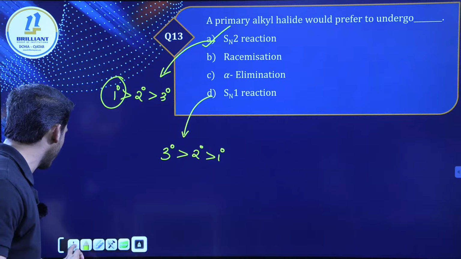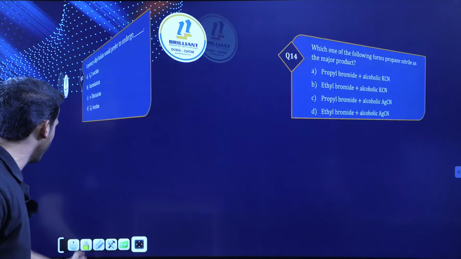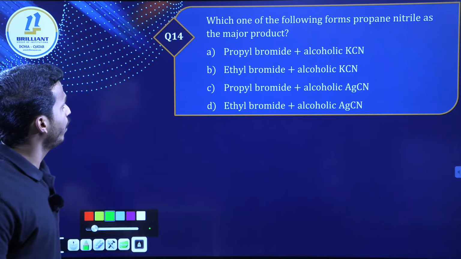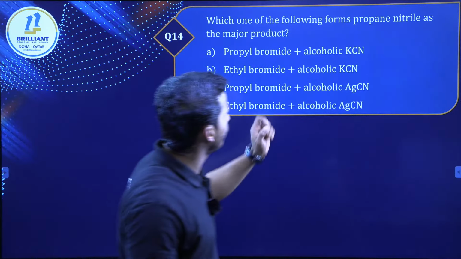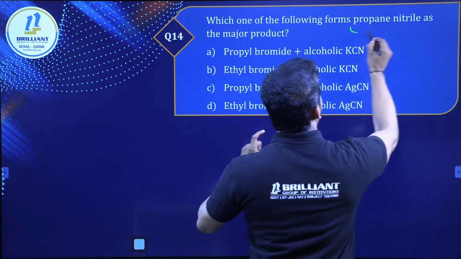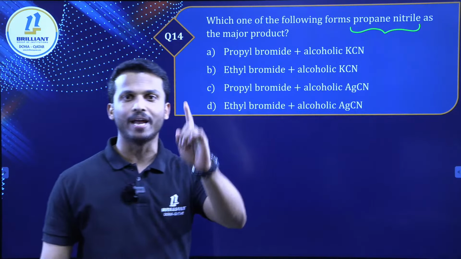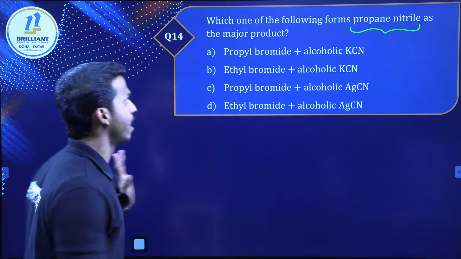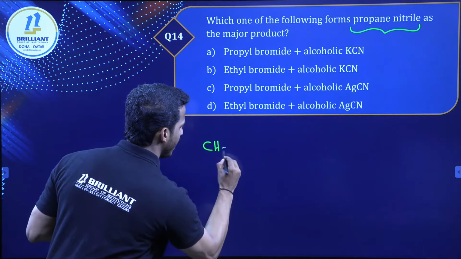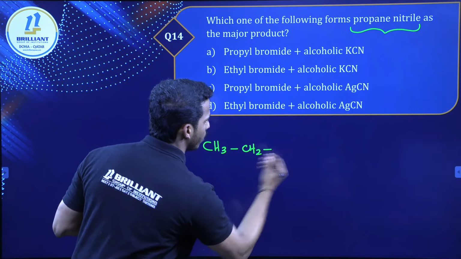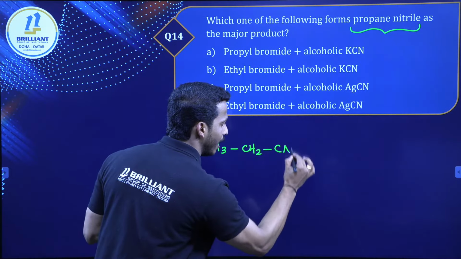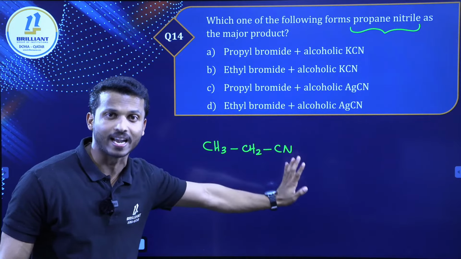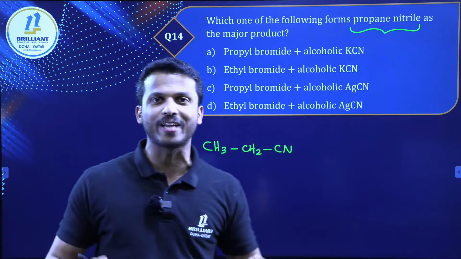Wait, all of you, more questions are there. Let's go for that. Question number 14. Which one of the following forms propane nitrile as the major product? I'll just draw the structure of propane nitrile, and you have to give me the answer. What is propane nitrile? CH3CH2CN. What is meant by nitrile? Cyanide. This is propane nitrile, or ethyl cyanide. We want to get this product.